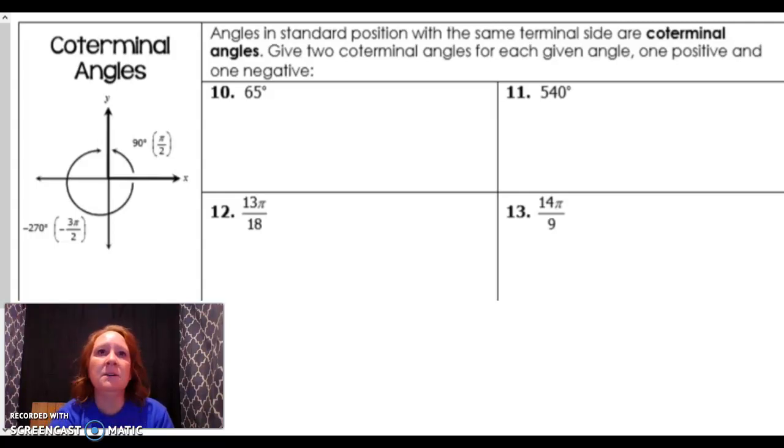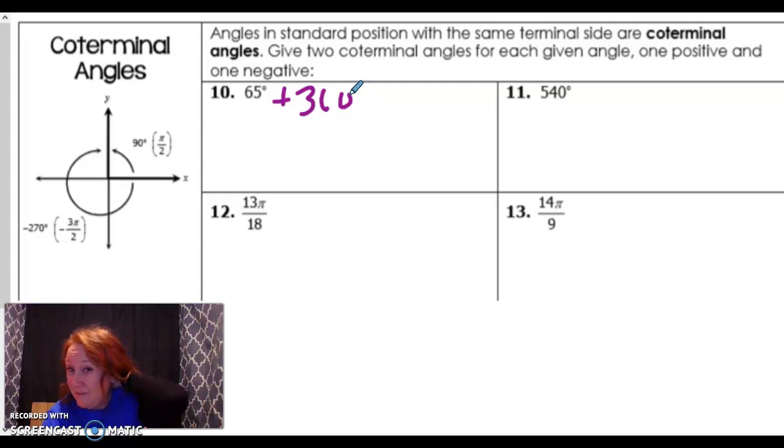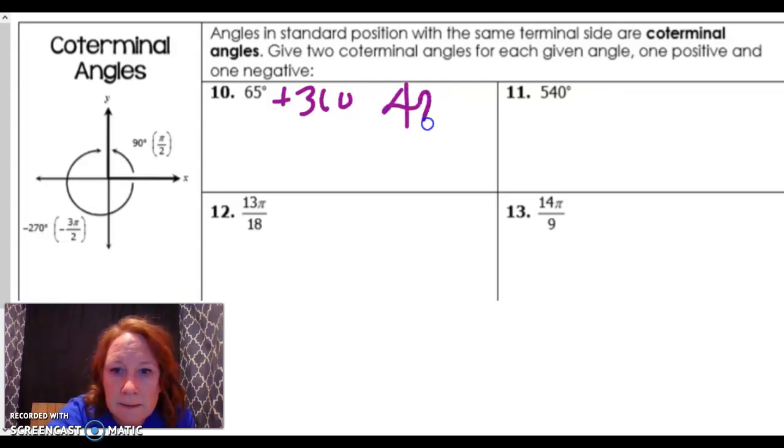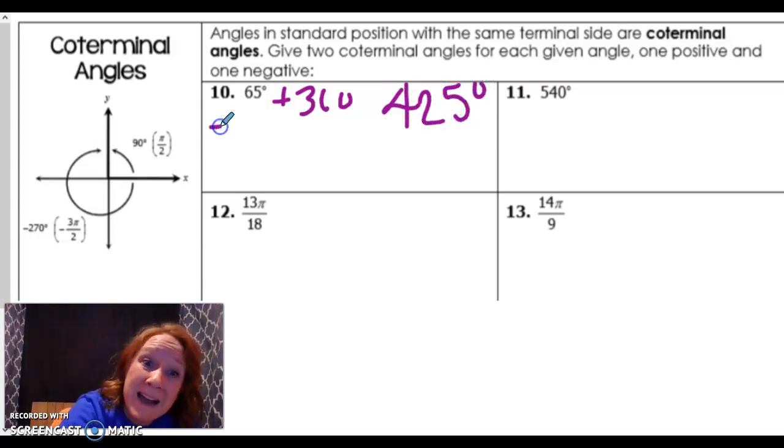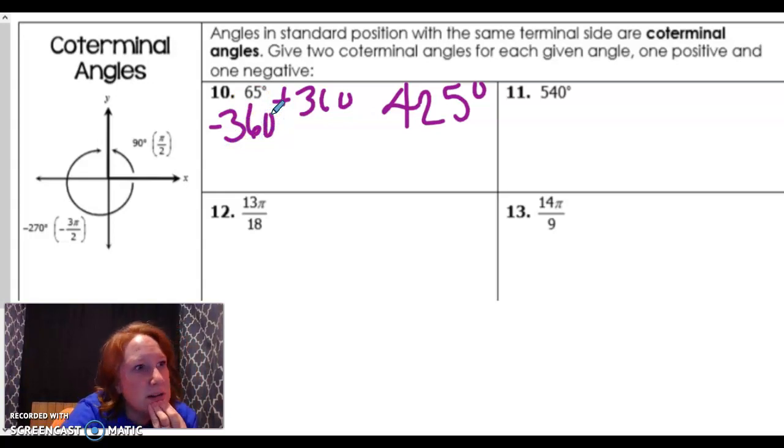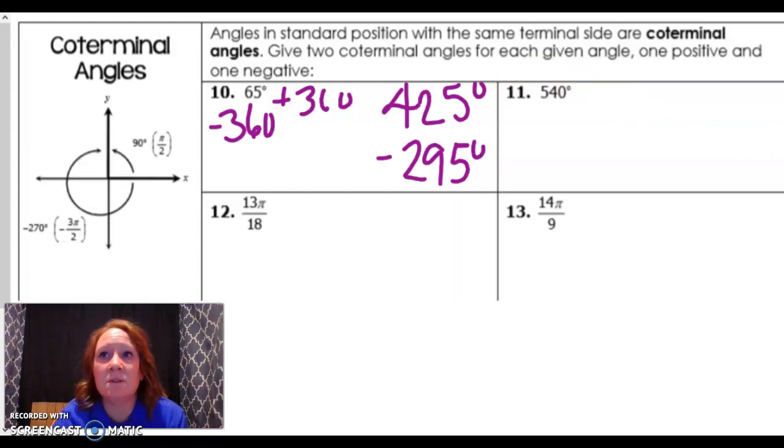So I'm going to go through and try to find one a positive way and one a negative way. So let's think. This one is in degrees. So if I want to do degrees, I could add 360 because that gets me around again. So 65 plus 360, 425 degrees. But I could also minus 360. So negative 295. So this is really nice. One's going the positive way, one's going the negative way.